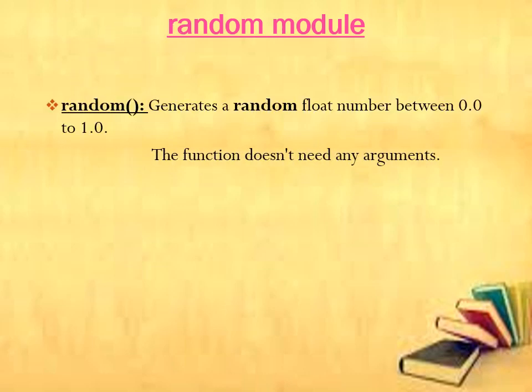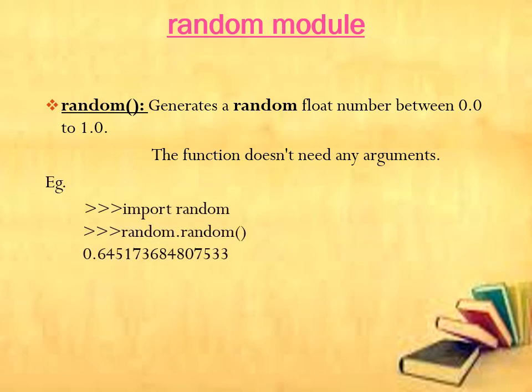Next, we will talk about another module of Python, that is the random module. The random module generates random values from the provided range. First we will discuss the first method of the random module, that is the random function. It generates a random float number between 0.0 and 1.0. The function does not require any arguments.